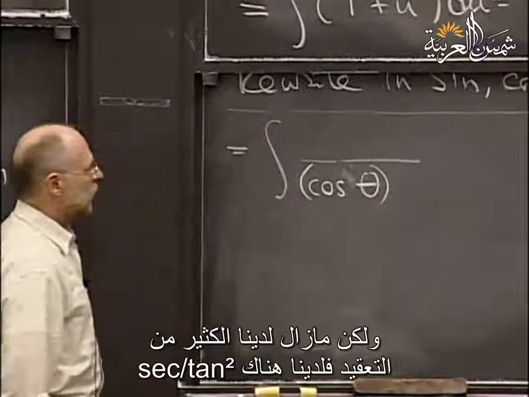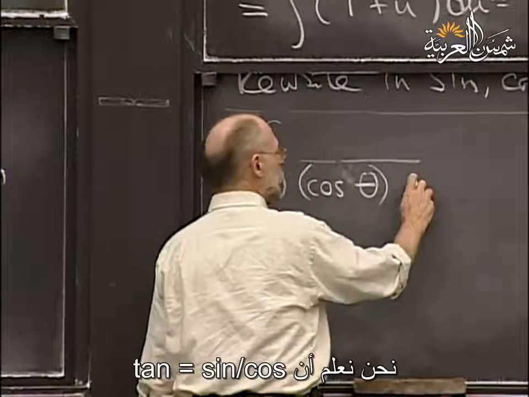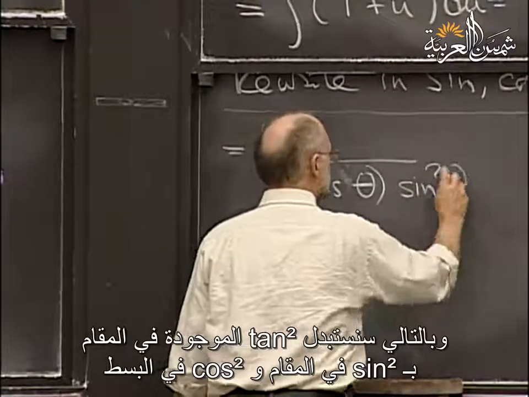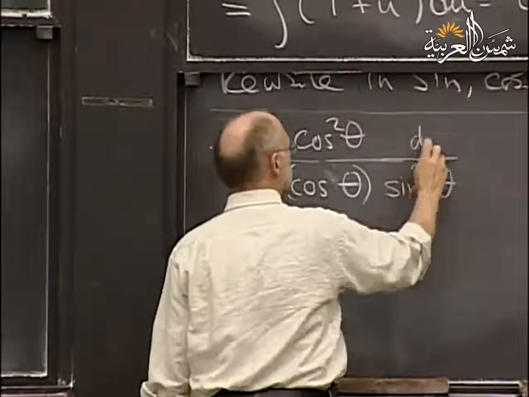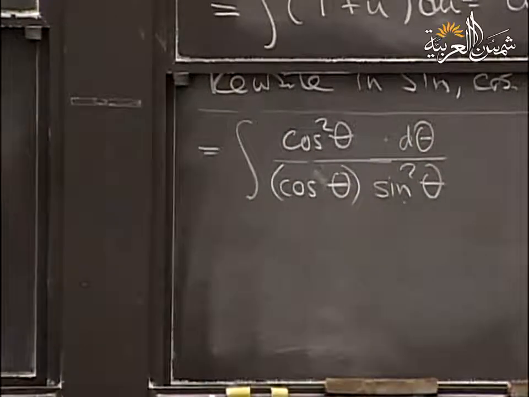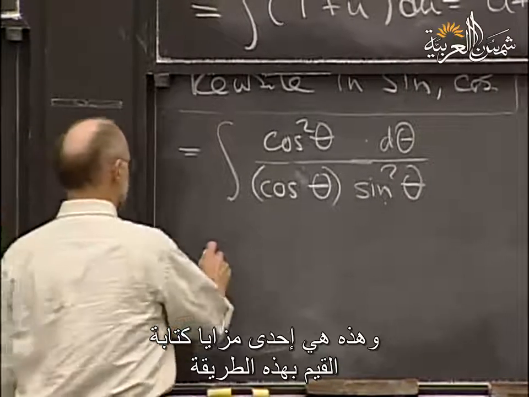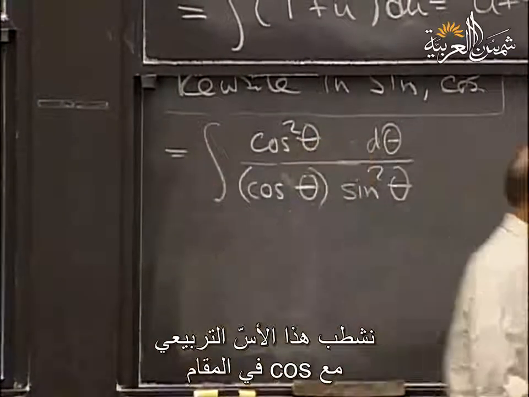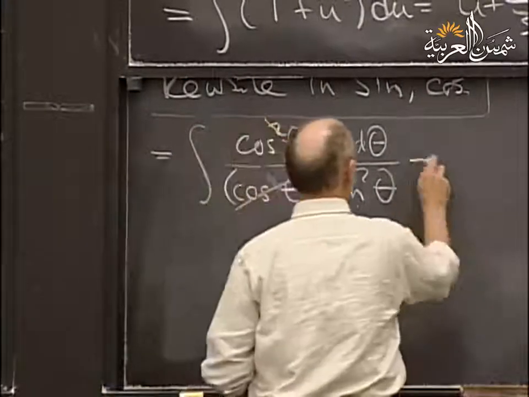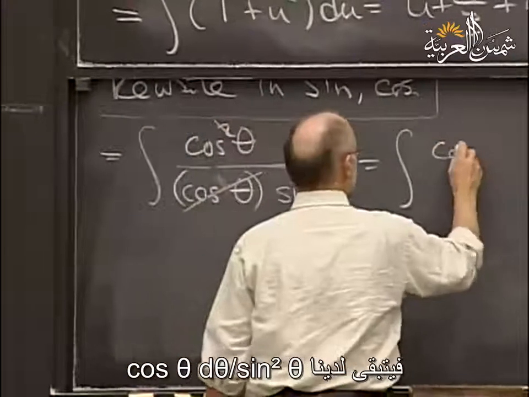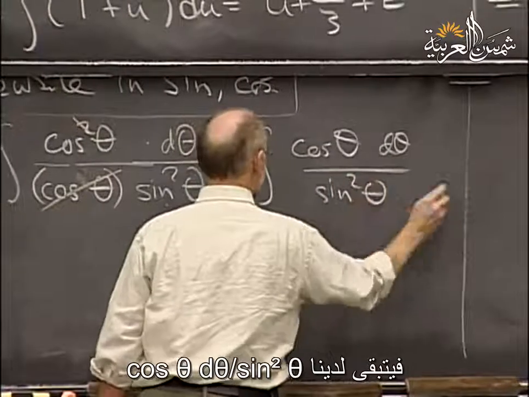It's still pretty complicated, secant over tangent squared. Who knows? Well, we'll find out, because the tangent is sine over cosine, so I should put a sine squared where the tangent was and a cosine squared up there. And I still have d theta. And now you see some more cancellation occurs. That's the virtue of writing things out in this way. So now the square here cancels with this cosine. And I'm left with cosine theta d theta divided by sine squared theta.